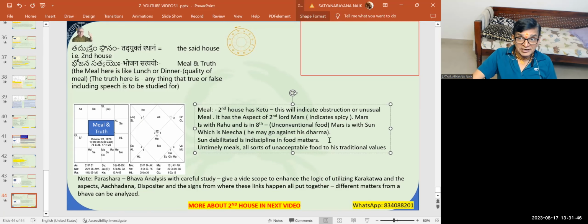Untimely food. Sun is for maintenance, timing. Untimely meals and all sorts of food unacceptable to his traditional values. So therefore, he will not maintain the discipline from his traditional values, but he may go out of the way to eat whatever he wants. So, an unconventional way of eating. That is food habits.